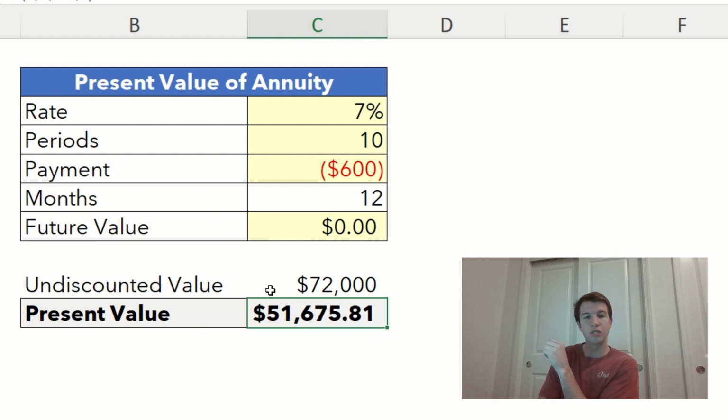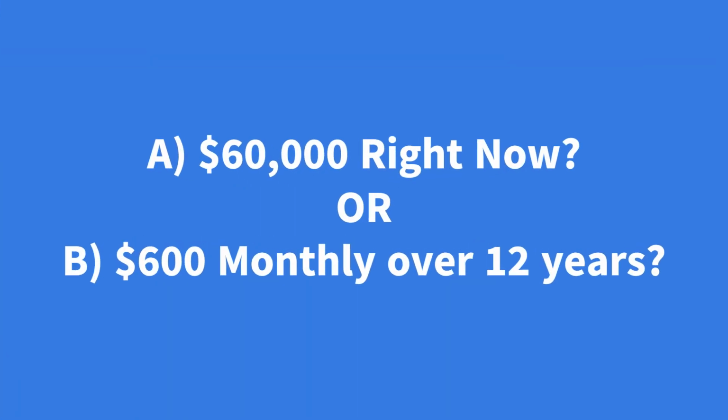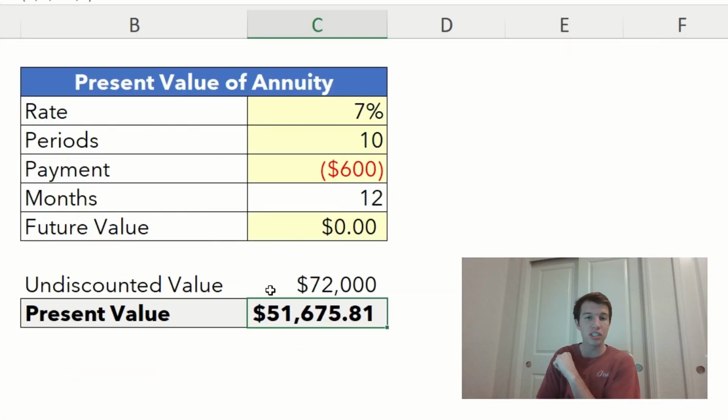So if someone said, hey, I'll give you $72,000 over the course of 12 years and I'll pay you $600 every month, or I'll give you $60,000 right now, which one would you pick? You should pick the $60,000, even though it's $12,000 less, because you know that you can invest it in the stock market at a 7% return and get more than your $72,000.